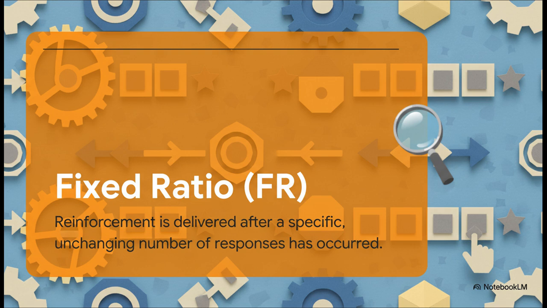The rule here is super simple and predictable. Reinforcement is delivered only after a specific, unchanging number of responses has been completed. So, for example, an FR5 schedule means you get reinforced after exactly 5 responses every single time.